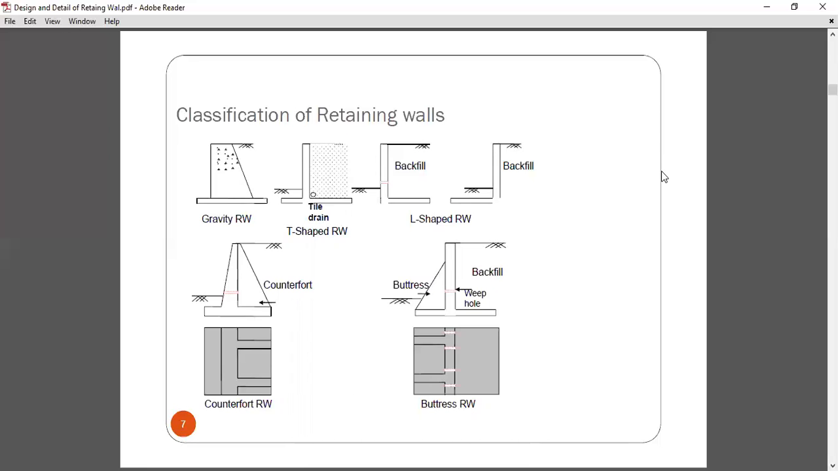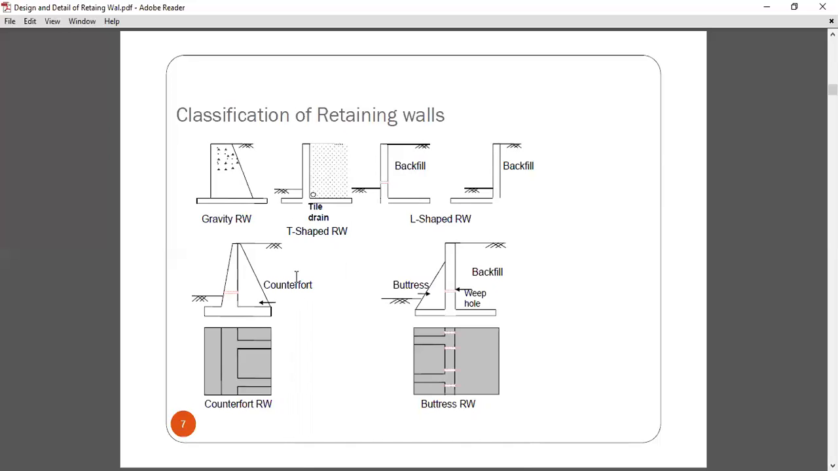The next one is a T-shaped retaining wall, also called a cantilever retaining wall, and an L-shaped retaining wall, which is also called a cantilever retaining wall. In the cantilever retaining wall, there are different types: the T type, in which the toe and heel areas are comparatively the same, and the L type, in which the toe is almost negligible.